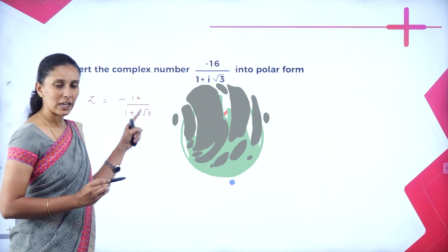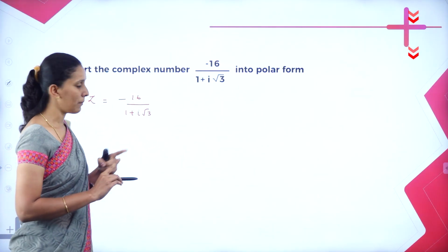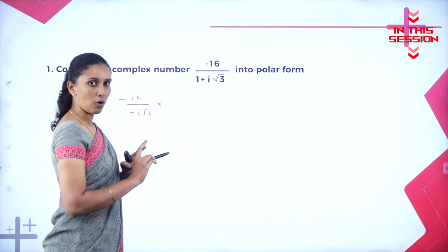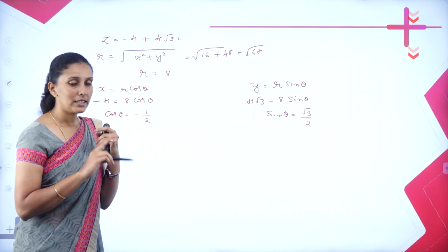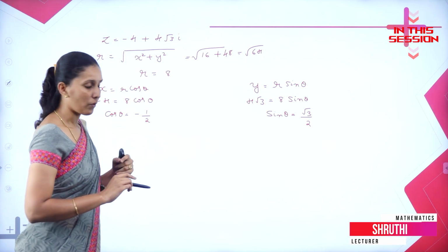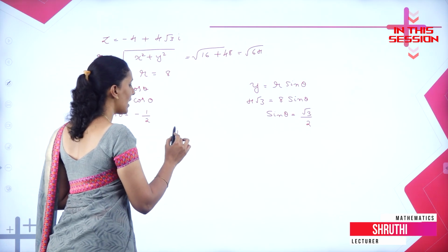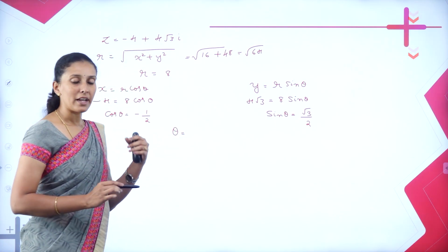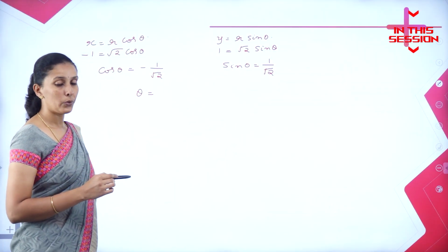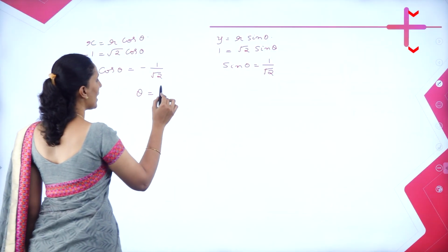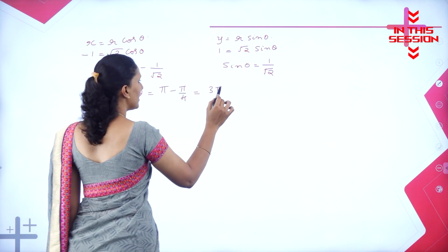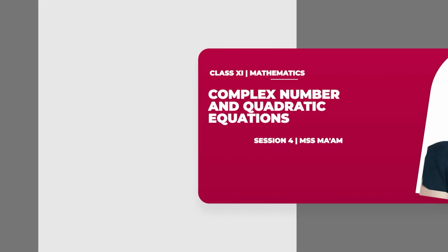To convert this into the simplest form of a plus ib, I'll multiply this with the conjugate of the denominator. We know that sine theta is positive and cos theta is negative in the second quadrant. So therefore, theta can be taken as pi minus the value. Cos theta, sine theta value is 1 by root 2 for pi by 4. So this can be taken as pi minus pi by 4, whose value is 3 pi by 4.